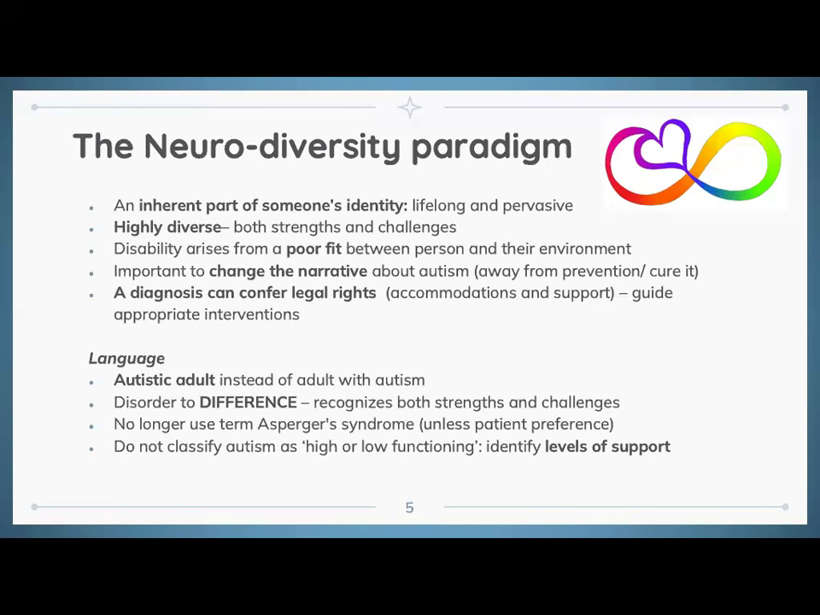We're talking about difference. So the word disorder is no longer used, or is no longer appropriate to say that somebody's got autistic spectrum disorder. We can talk about the autistic spectrum, or we can say that somebody is autistic. And very much there's a recognition that it has both strengths and challenges, rather than looking at it as something that's just problematic.